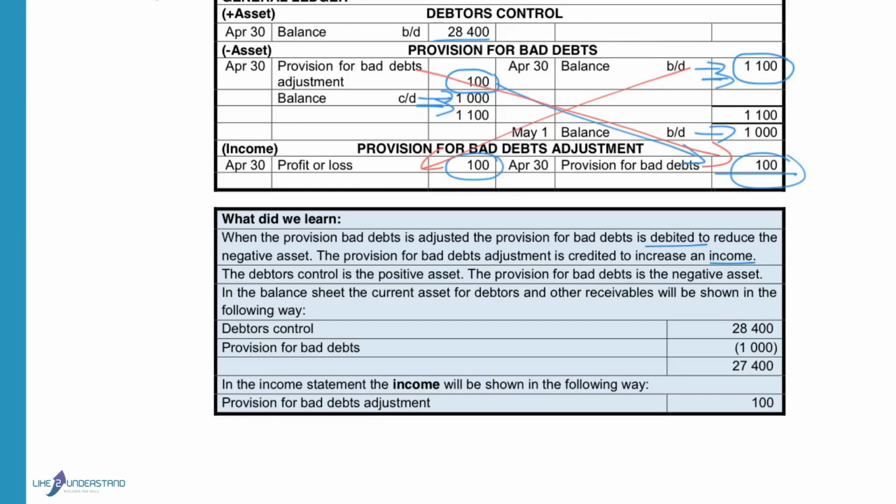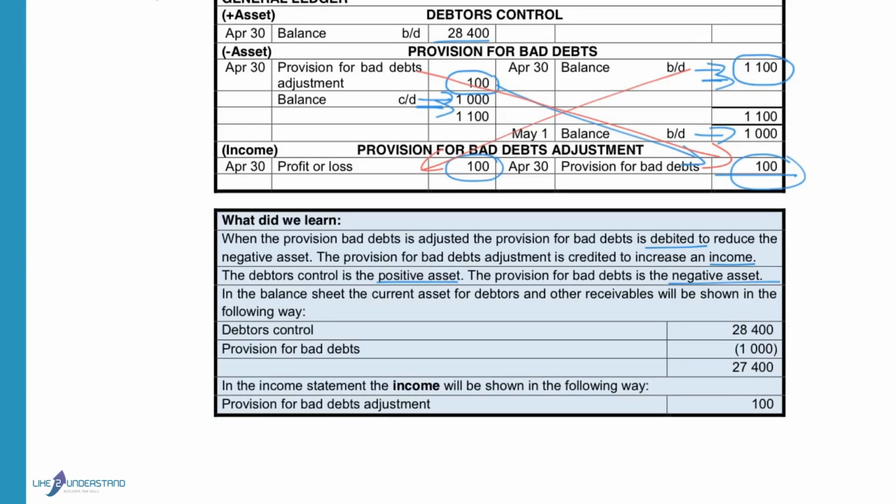The debtors control is my positive asset. The provision for bad debts is my negative asset. In the balance sheet, the current asset for debtors and other receivables will be shown in the following way. I will show that the debtors owe 28,400 and that the provision for bad debts is 1,000 rand. So that means the total amount that I should receive in the future is 27,400.